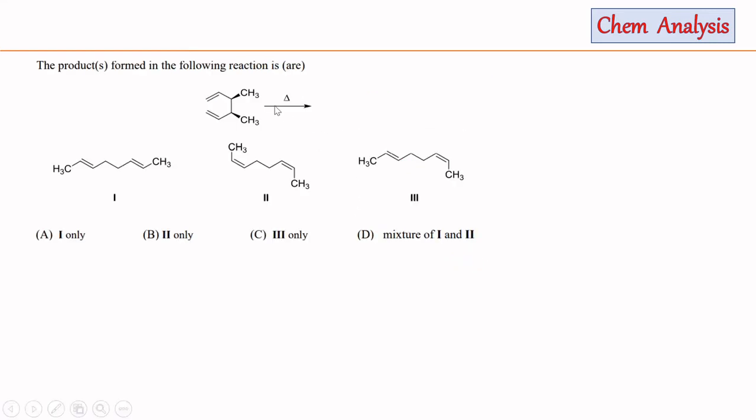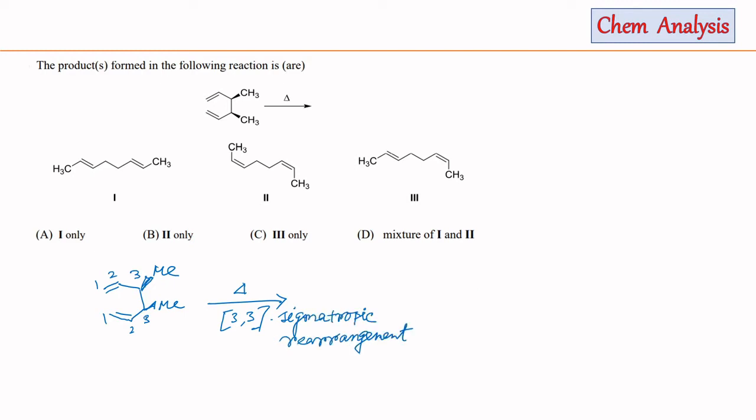In this question we have to tell the final product of this reaction, that is, this molecule is treated under thermal condition, and in thermal condition it will undergo a 3,3 sigmatropic rearrangement, and that will proceed through a 6-membered transition state.